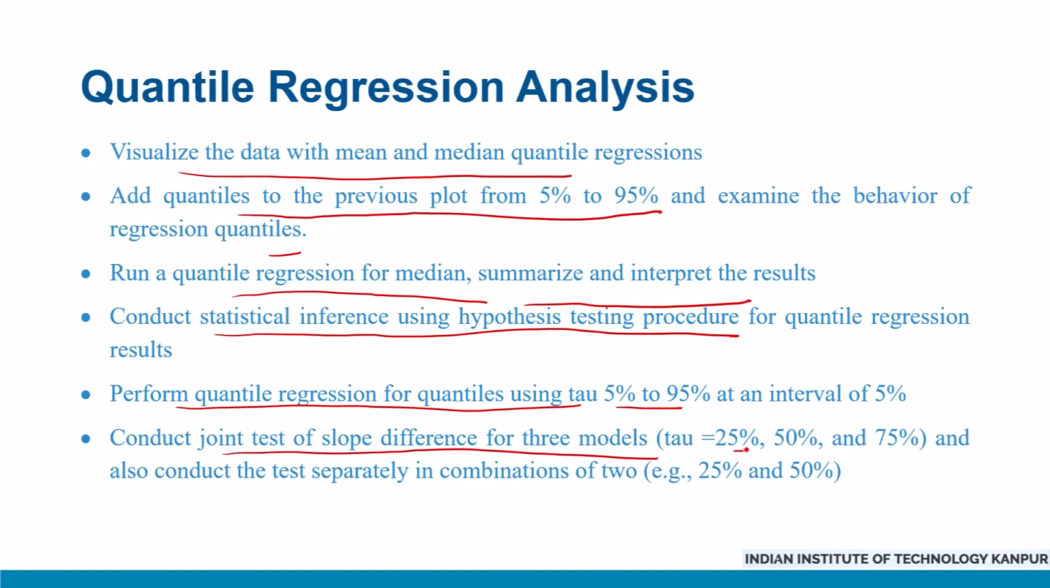So you have three models, the 25, 50 and 75 percentile. See if their slopes are statistically different or similar. That means whether there is heterogeneity in the data or not. And then also separately conduct the test in combinations of two. In the combinations of three, the exact picture may not come out. So we'll also try in the combinations of two.